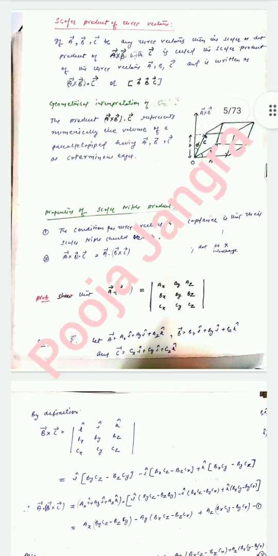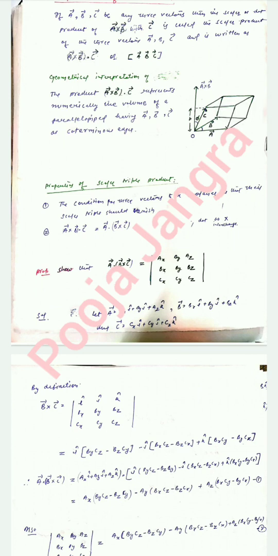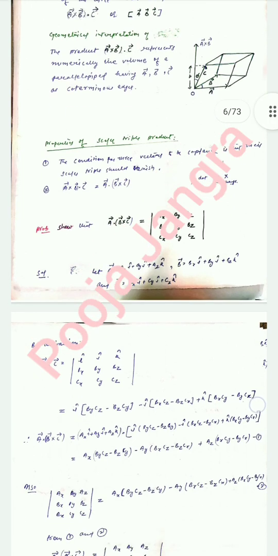Here we will discuss with the help of some problems on the scalar triple product. The first problem is to show that a dot b cross c is equal to the determinant of ax ay az, bx by bz, cx cy cz. The solution: first write the values of vector a, vector b and vector c. First determine b cross c by the definition. b cross c is equal to the determinant of i, j, k, bx, by, bz, cx, cy, cz. Again find the determinant.